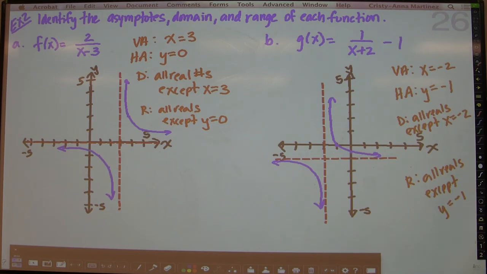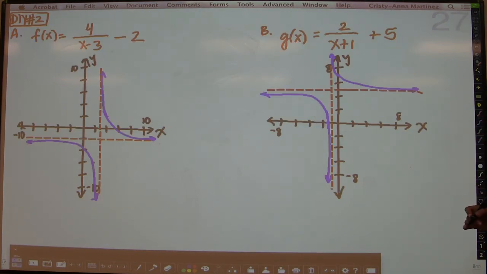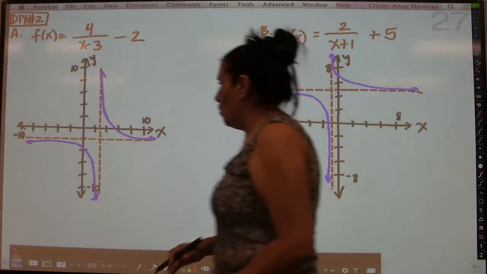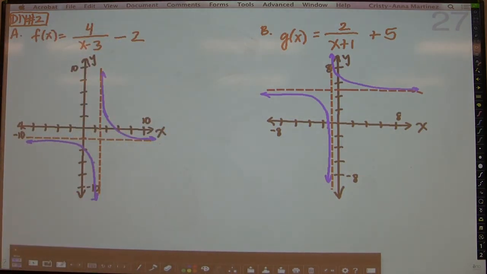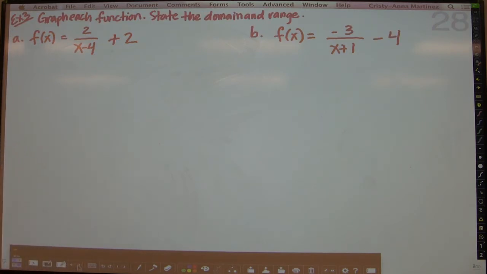All right, so now we're going to have you try this do-it-yourself question. And again, I tried drawing in your asymptotes for you, but if you want a better looking graph, you can find it on page 546. In example 3, we're going to basically put all of this stuff together.